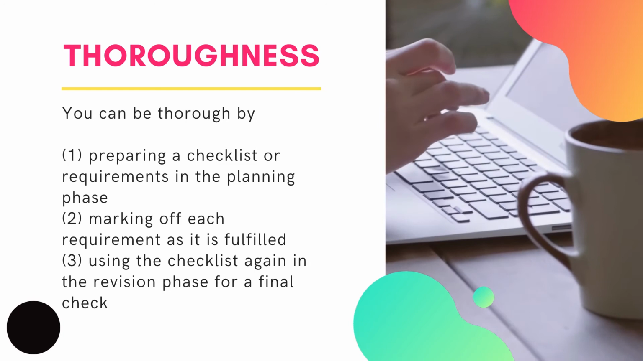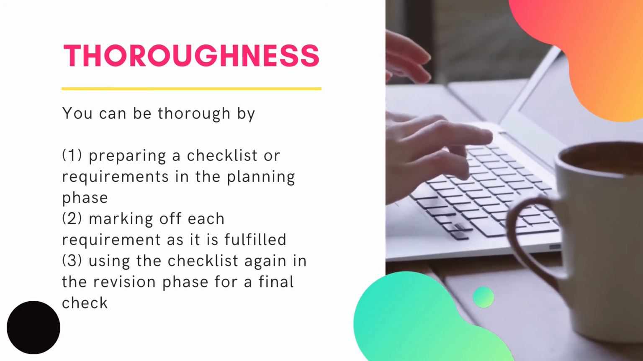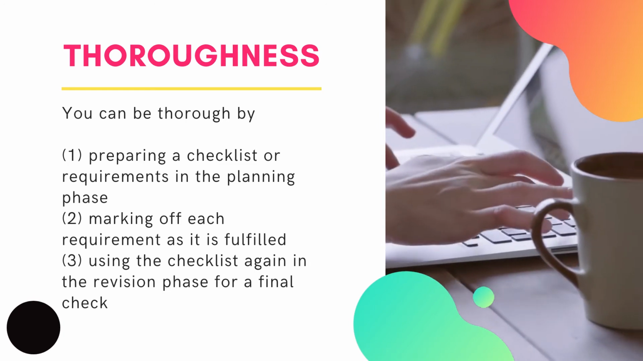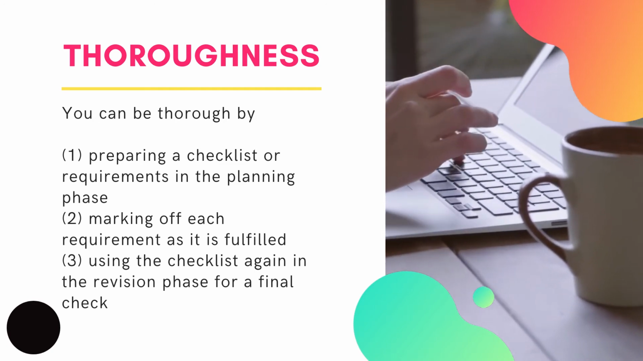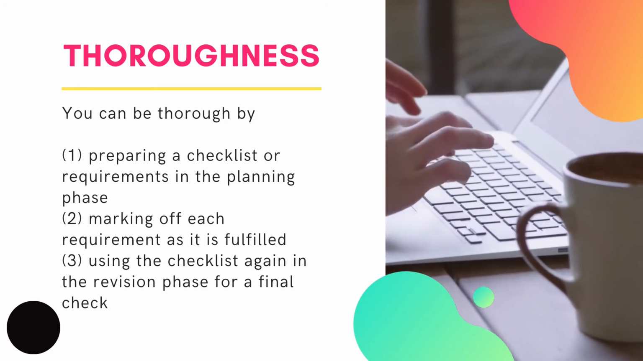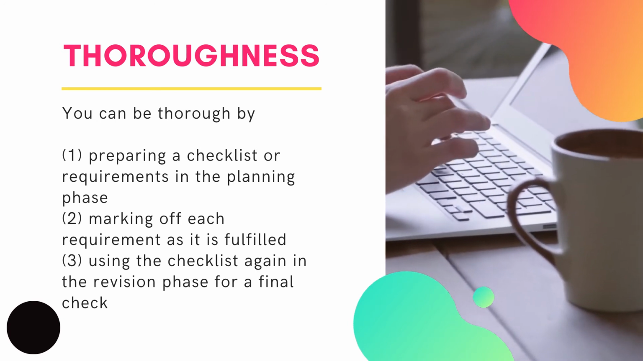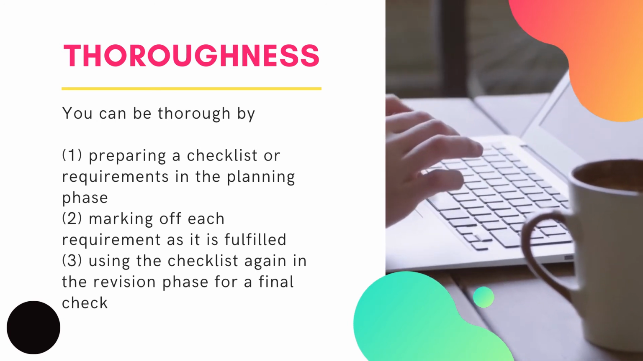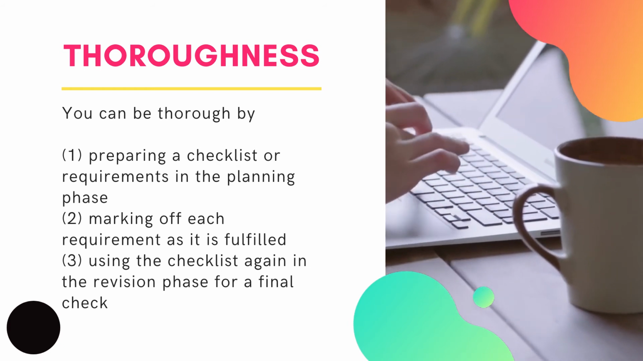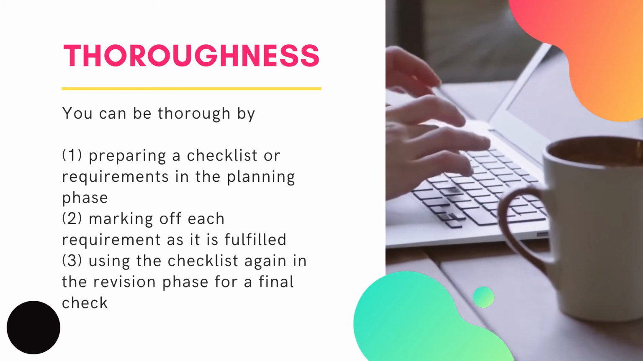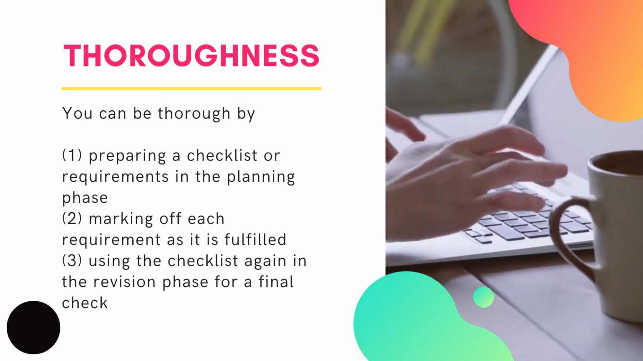Next, we have T for thoroughness. You can be thorough by preparing a checklist or requirements in the planning phase, marking off each requirement as it is fulfilled, and using the checklist again in the revision phase for a final check. So, unahin natin yung first, preparing a checklist or requirements in the planning phase.